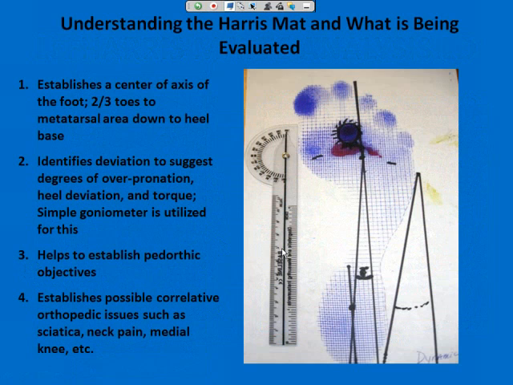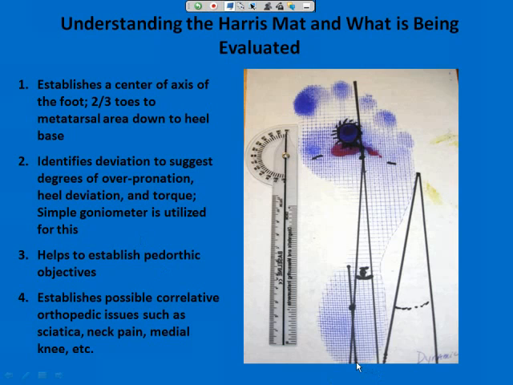Establish a center of axis of the foot. You go down in between the second and third toes and make a dot, okay? Wherever the second and third toes are, you come straight down. If they're over here, you come straight down. That's your center of axis.